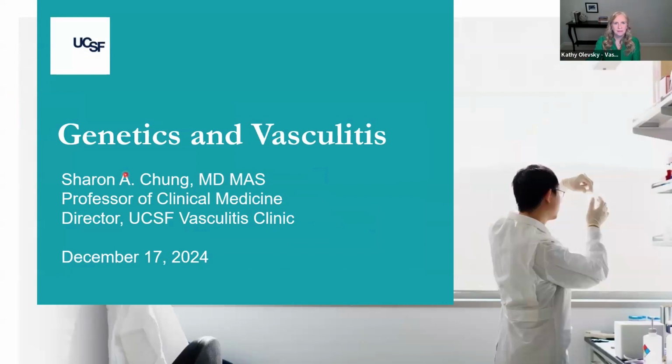So, hi, everyone. My name is Sharon Chung. As Kathy said, I am a rheumatologist at the University of California, San Francisco, where I direct the Vasculitis Clinic. I have a particular interest in treating patients with systemic vasculitis, and I don't have any disclosures. All right, I will go ahead and get started.